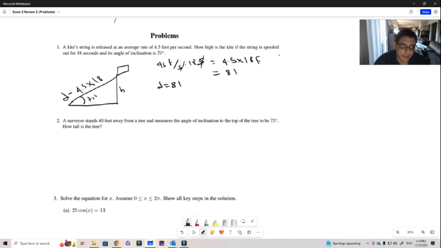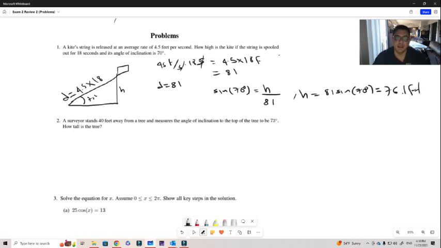Now, since we want to obtain the height, we have the opposite to the angle, so we can use the sine of the angle. So we know that the sine of 70 equals the opposite, which is h, over our hypotenuse, which is 81. So our height is going to be 81 sine of 70 degrees, and that is going to be 76.1 feet. Okay, so simple enough.